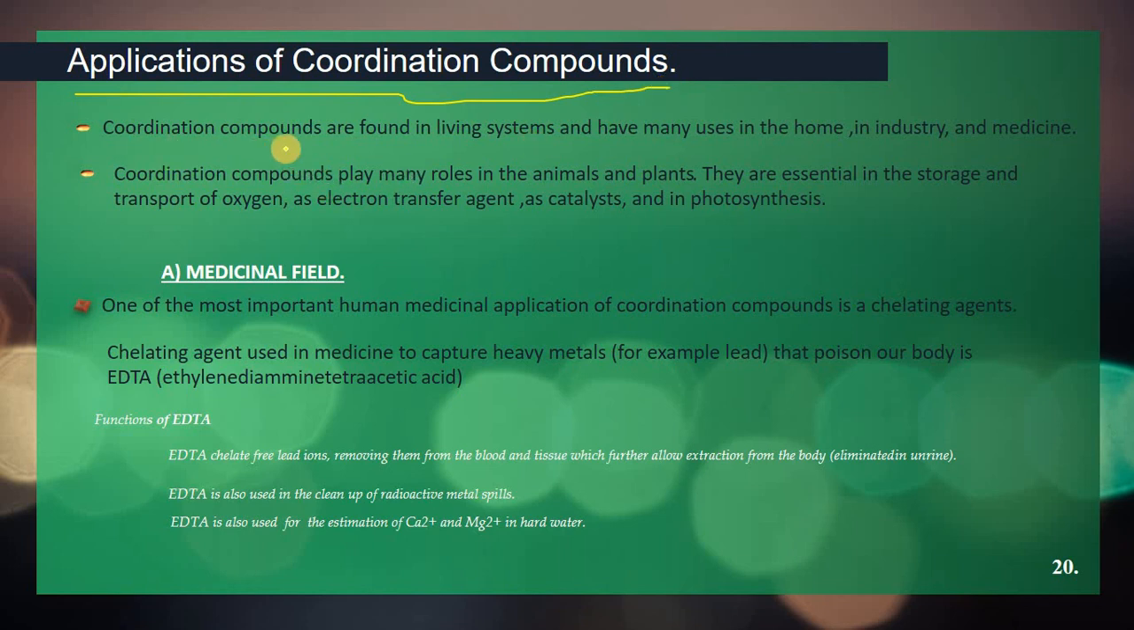Coordination compounds are found in living systems, yes. So they have many uses in home, industry, and medicine. Coordination compounds play a vital role in animals and plants. They are essential in storage and transport of oxygen, electron transfer agency, catalysis, and photosynthesis. Now, I bullet my point into 3 subtopics.